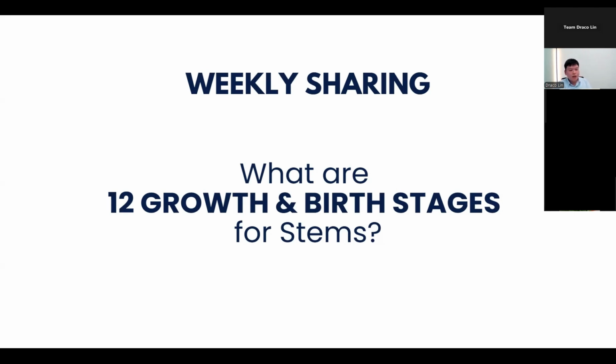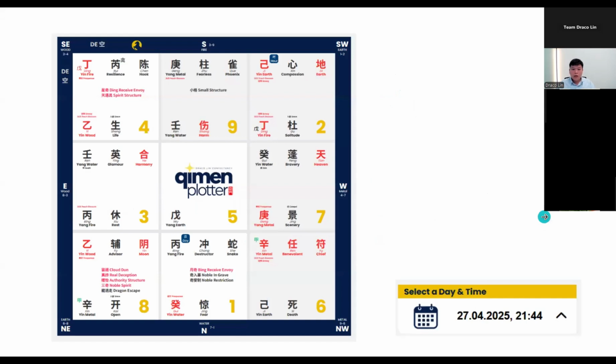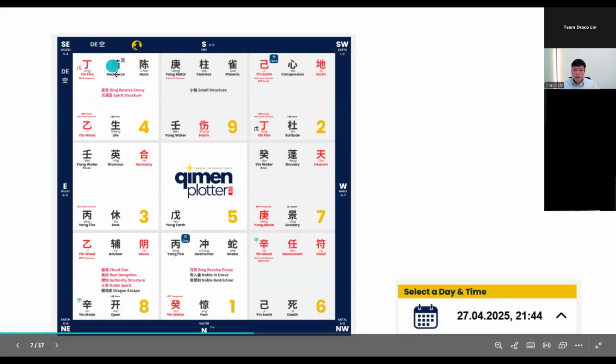Okay, so Qi Men has a lot of things that you really need to know, because last week when we talked about the sharing, let me give you a little bit of what we did last week. So this one here is our plotter, and this is a very full version of our plotter. You can see all the different things inside. You can see what is black, what is red. We can also see the structures in red, structures in black. Yeah, we can also see the deities and all this inside.